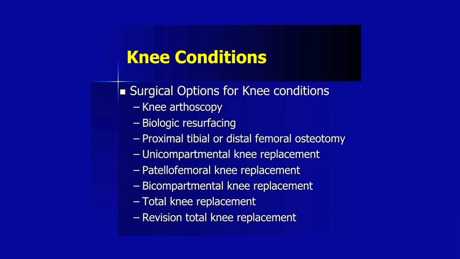So the surgical options for knee conditions include arthroscopy and biologic resurfacing. Osteotomy is where you cut the bone if somebody's severely bow-legged or knock-kneed, to straighten the bone before they get arthritis. Unicompartmental knee replacement is replacement of one compartment of the knee. We'll go into that in a little more detail.